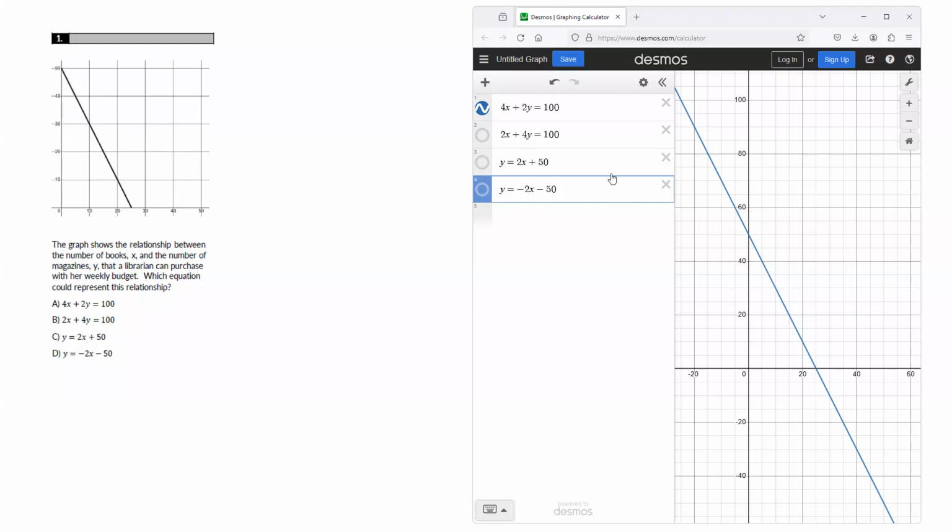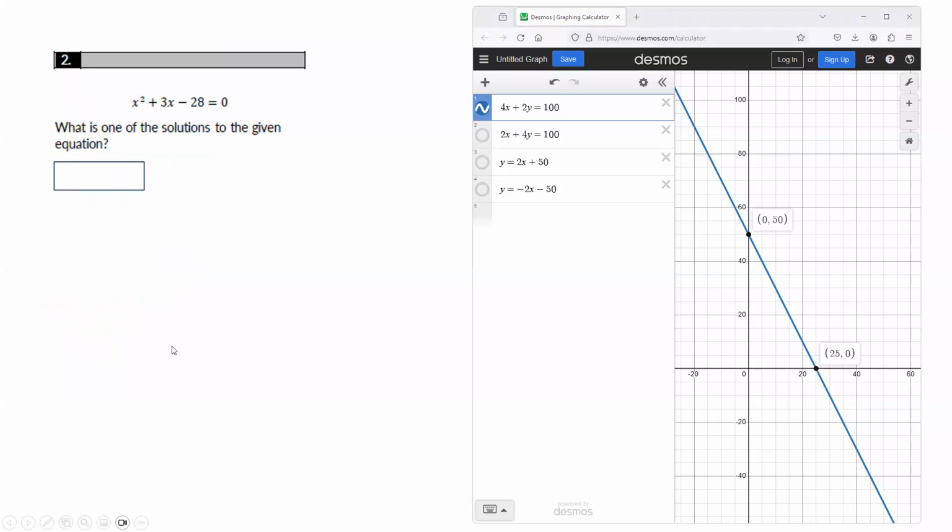It looks like 50 and 50 match up. And at the bottom here, the x-intercept looks about 25. Look at that, it's 25. A is my answer. It was the first one. All right, let's try the next one.